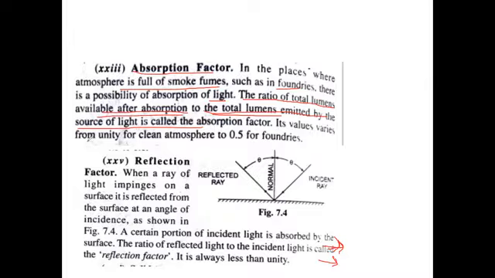And its value varies from unity for the clean atmosphere to 0.5 for the foundries. जहाँ पे clean रहेगा, there may be a chance of unity, the light is reflected more, but when there is a foundry and there are fumes, smoke, at that time there is a 0.5 adjustment factor.